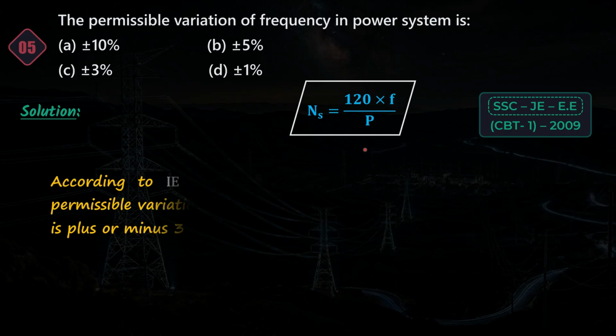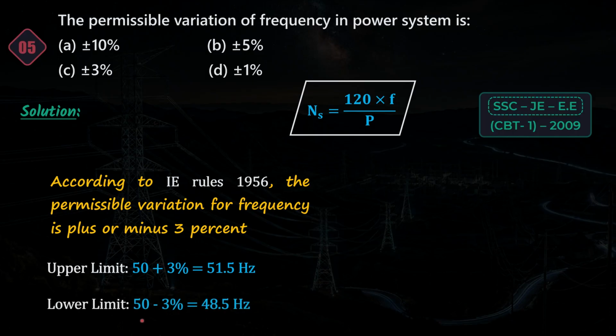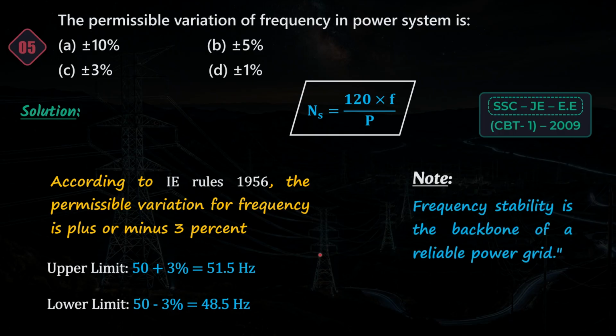Therefore, according to IE rules 1956, the permissible variation for frequency is plus minus 3%. This tight margin ensures that all connected machines and generators stay in synchronism. Therefore, upper limit of frequency is 50 plus 3% is equal to 51.5 Hz. Now, lower limit is 50 minus 3%, that is 48.5 Hz. So, the given choice here is plus minus 3% is the correct option. The permissible variation of frequency in power system is plus minus 3%.